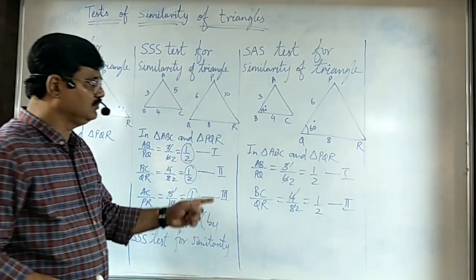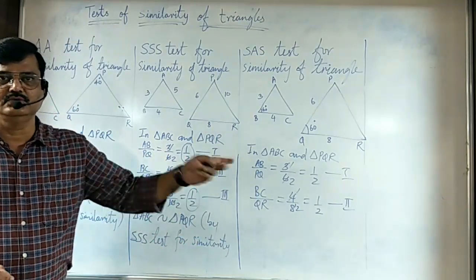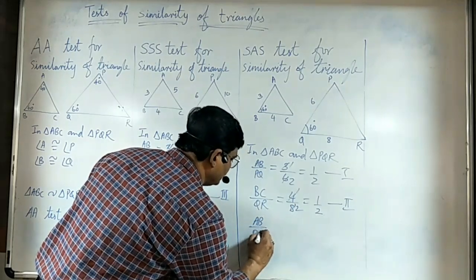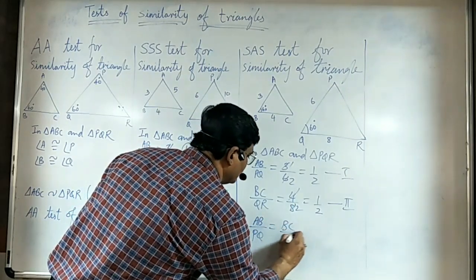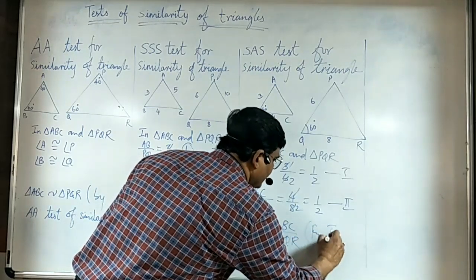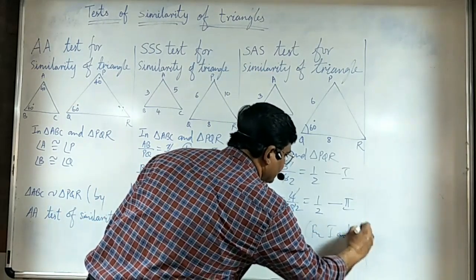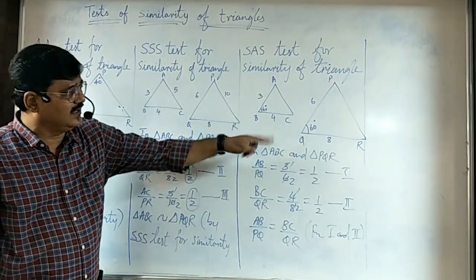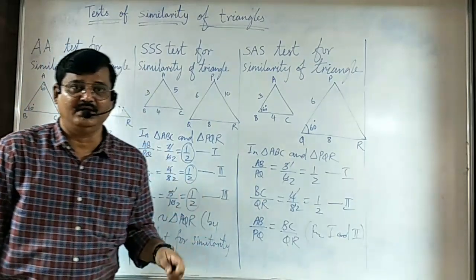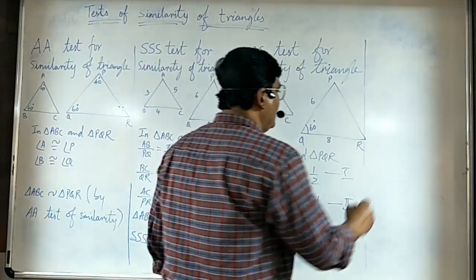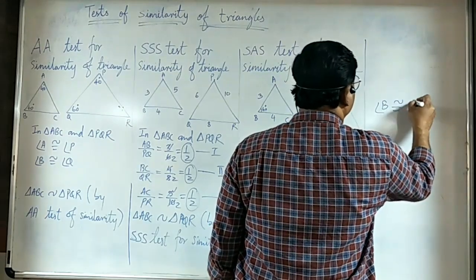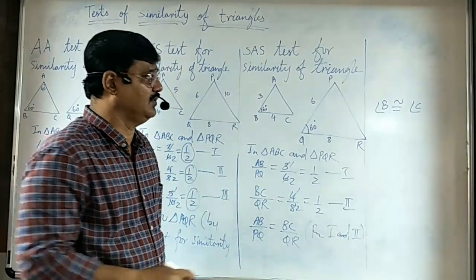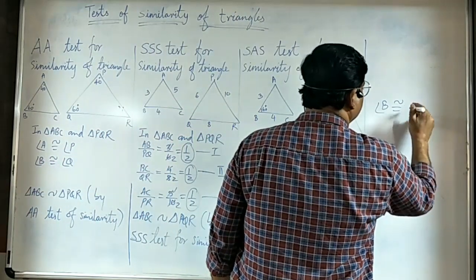So from this I came to know that the ratio of the two corresponding sides are equal. Here you can see that AB upon PQ is equal to BC upon QR. From 1 and 2 we came to know these two ratios are equal. And if these two ratios are equal, the angle between these two corresponding sides must be congruent. In this case, angle B is congruent to angle C. You can see that the two corresponding sides are there and the angle between them is congruent.